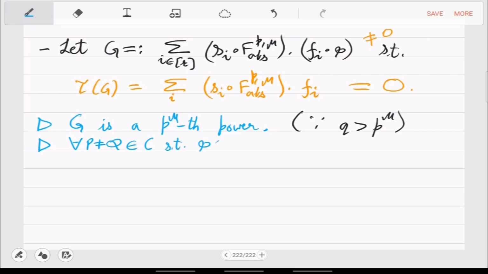Such that phi Q is Q, G evaluated at Q is actually tau G evaluated at Q, which is equal to 0. Right? So the points that we want to count, they are actually roots of this, they are zeros of this polynomial G.